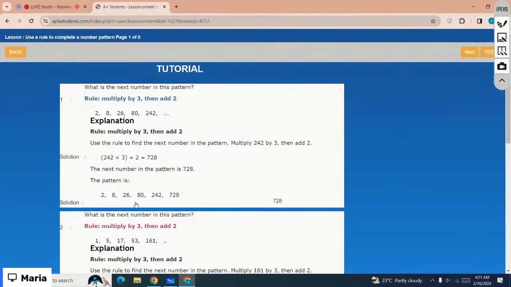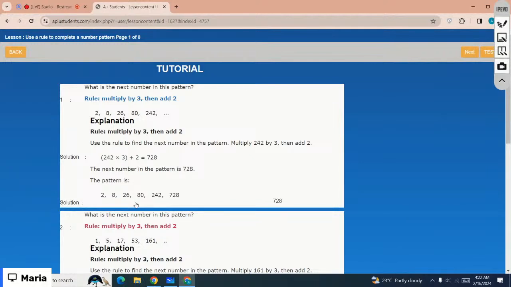Okay, what is the next number in the pattern? You are given the rule. Just follow the rule and find the next number in the pattern. The rule is multiply by 3, then add 2. So that means you have to multiply the last number by 3, and then you have to add 2, and you will get the next number.